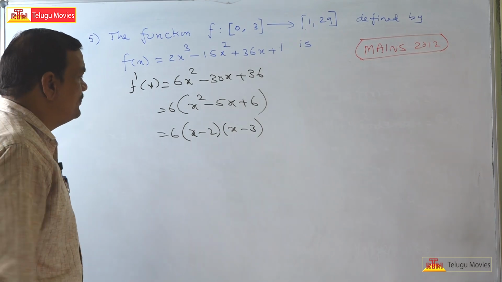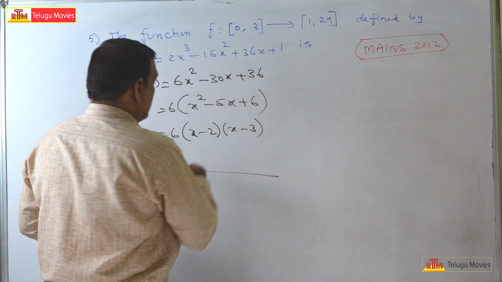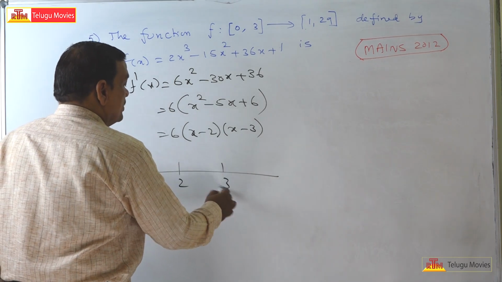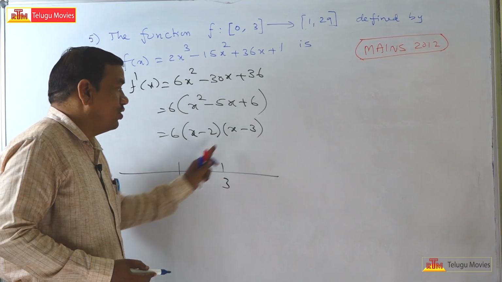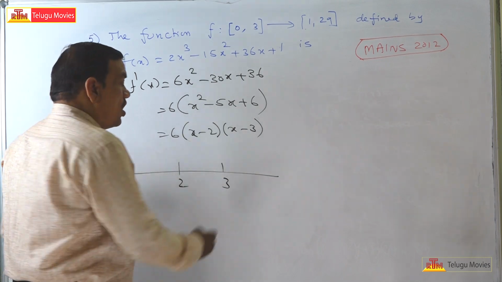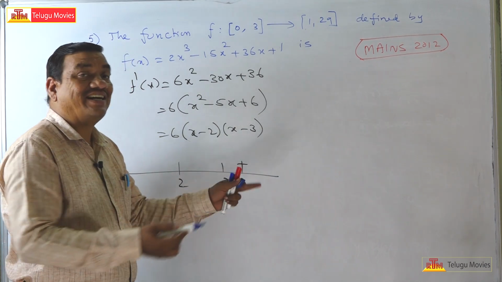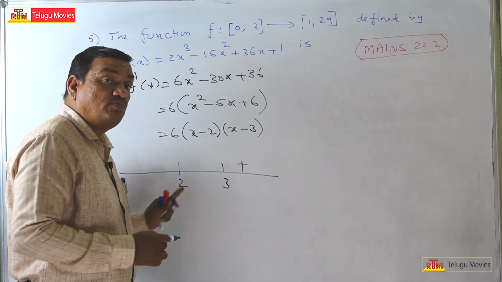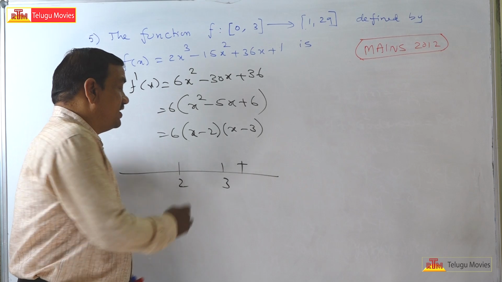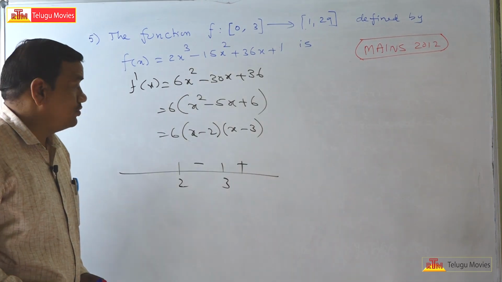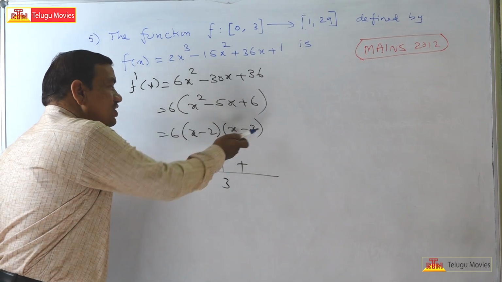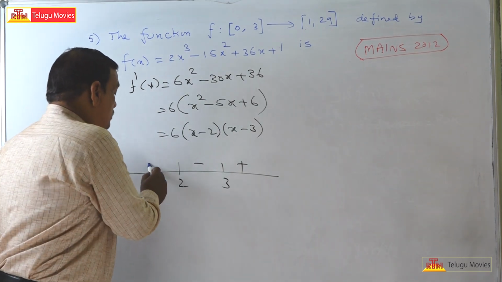Now if you see the sign scheme of this expression, y = 6(x − 2)(x − 3). The roots are 2 and 3. For all values of x greater than 3, this expression is positive. For values between 2 and 3, it is negative. For all values less than 2, both factors are negative, and negative into negative is positive.